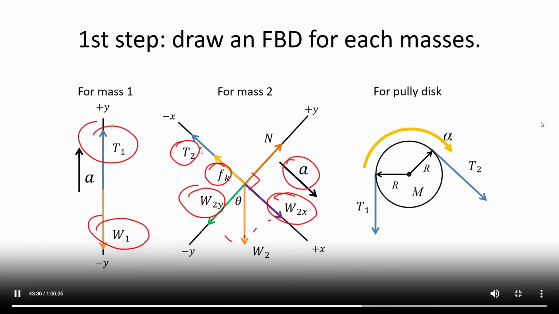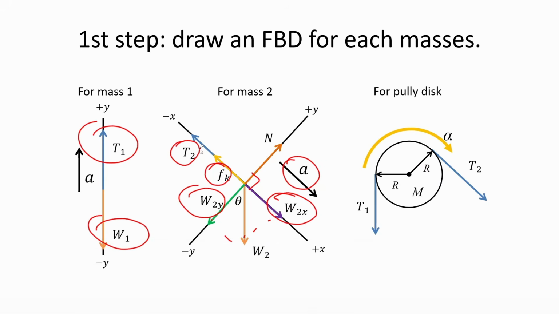Okay? Next is the pulley. The pulley has only two forces: the tensions T1 and T2. So you have the mass M, so it has a moment of inertia. Of course, it has angular acceleration, since it rotates without slipping. So it has a moment of inertia here. Okay, this is a disk.